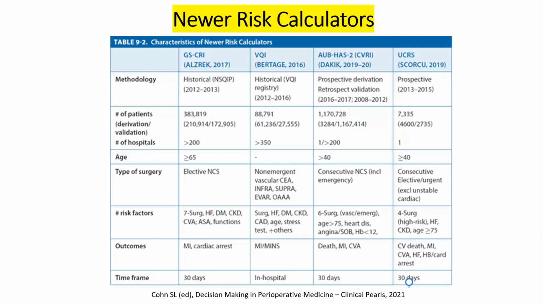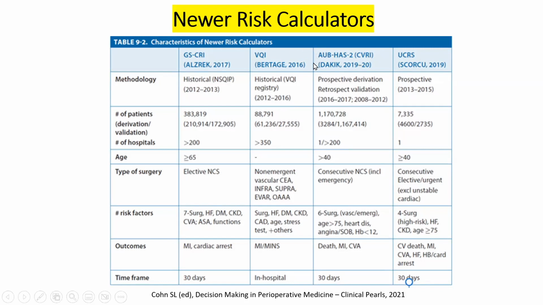I'd just like to point out a number of other calculators that are not really in widespread use, but they're out there. The first is the Geriatric Sensitive Cardiac Risk Index for patients over 65. The second is the VQI, Vascular Quality Initiative, which has a calculator for patients undergoing vascular surgery as a general calculator, and then a number of specific vascular procedure calculators. For example, carotid endarterectomy, suprainguinal bypass, etc.